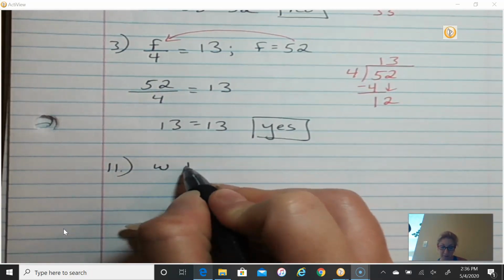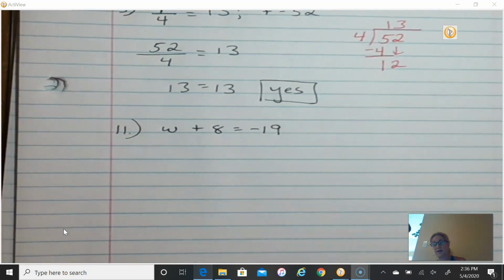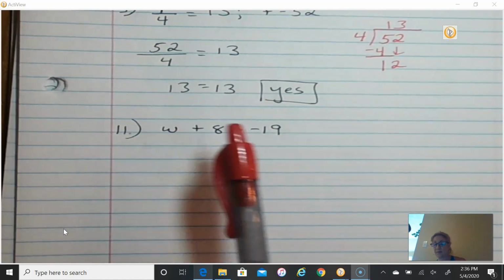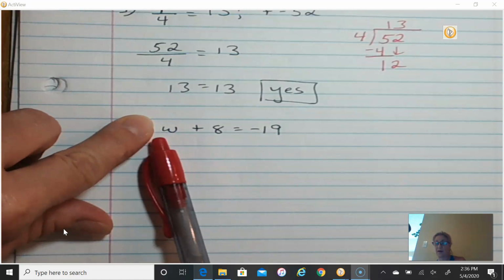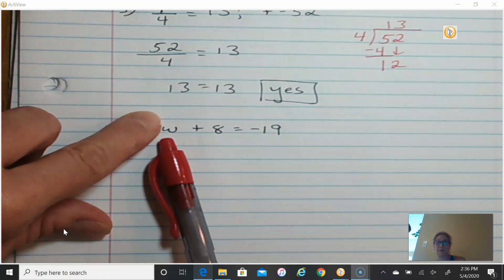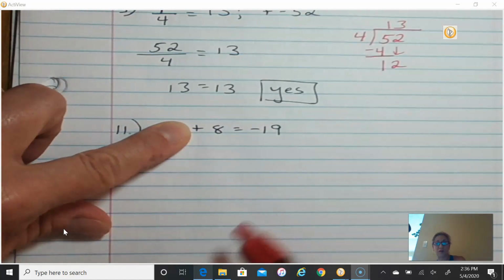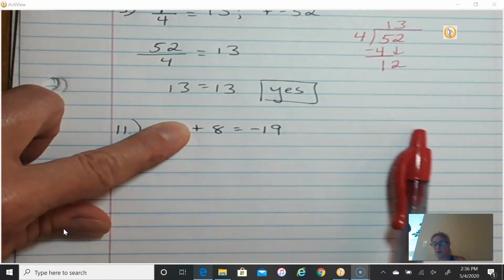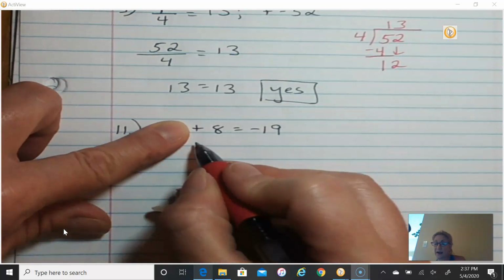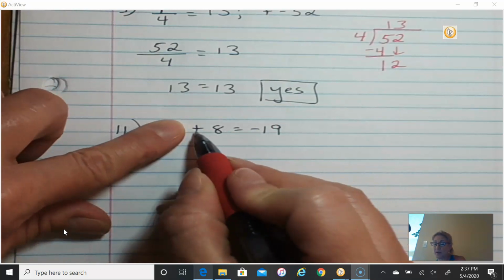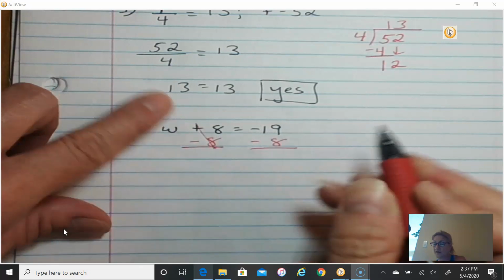So it's W plus 8 equals negative 19. We've got to get W all by itself, right? We're isolating the variable. So we've got to get rid of the plus 8. That's the quote-unquote intruder, and you can't just move it over there. To go across the equal sign, you have to do the opposite on both sides. Plus 8, the opposite is minus 8. Those cancel out.